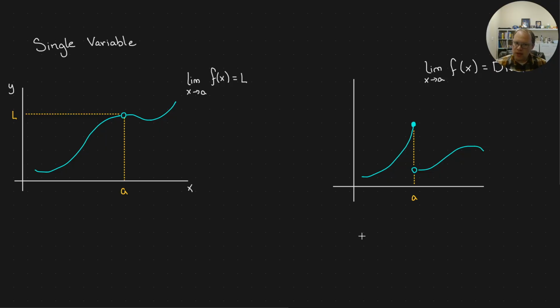And that's a really important idea. In order for a limit to exist, we have to be able to approach from either direction and approach the same value. Okay? And we're going to see that that idea is going to play a major role in the multivariate case. So let's think about how this looks in the multivariate case.